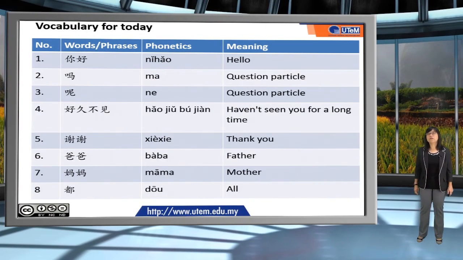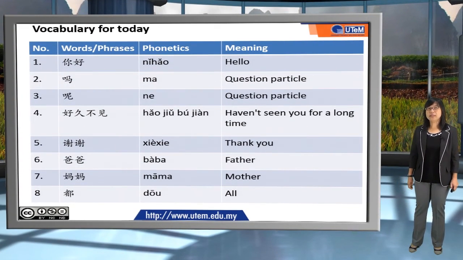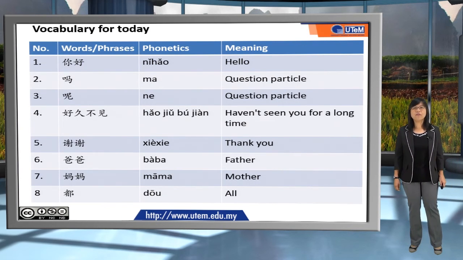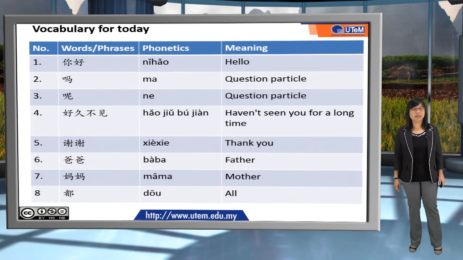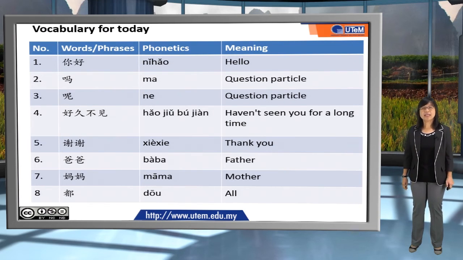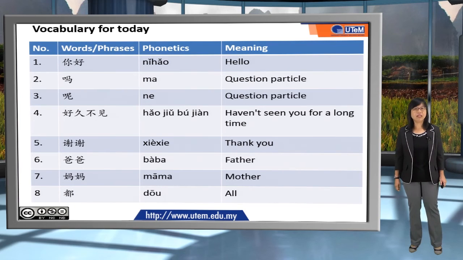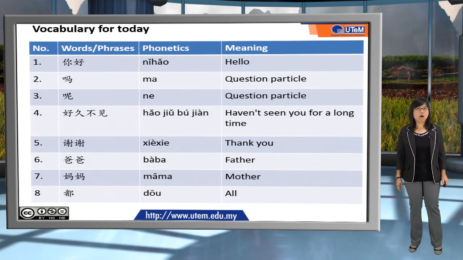Let's go over the vocabulary that we have learned in the conversation. 你好 means hello. 吗 and 呢 both are question particles. 好久不见 means haven't seen you for a long time. 谢谢 means thank you. 爸爸 means father and 妈妈 means mother. 都 is all.